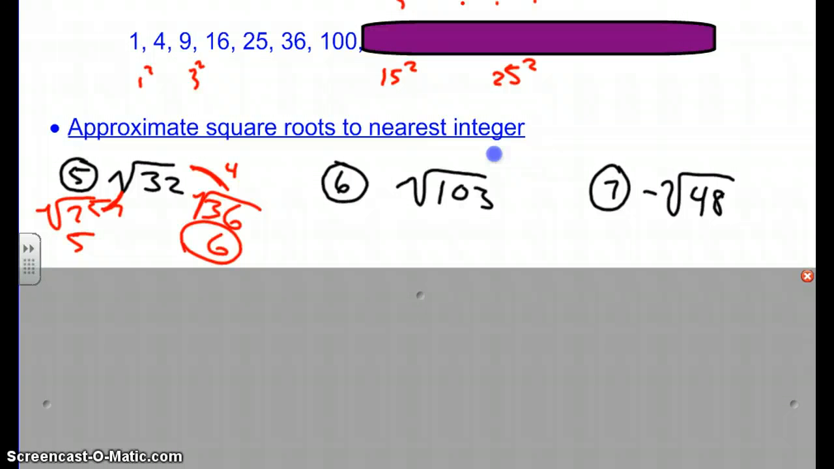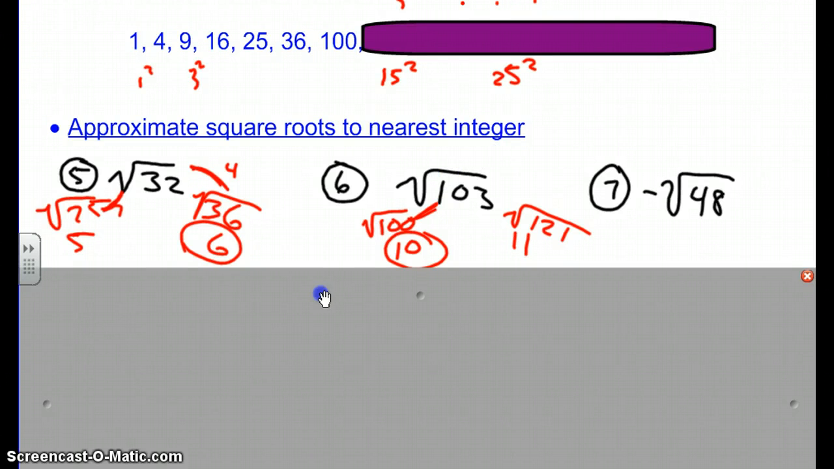Okay? So square root of 103. What are the two perfect squares it falls between? 103. Brayden. Okay? So you're saying the square root of 100, which is 10. That's a little less. And then 11 must be the next one, right? 121? I think he's giving us the answer, and that is 103 is closer to 100, right? So the square root of 100 is 10. The closest integer for the square root of 103 is 10. Okay, try number 7 and then check it.